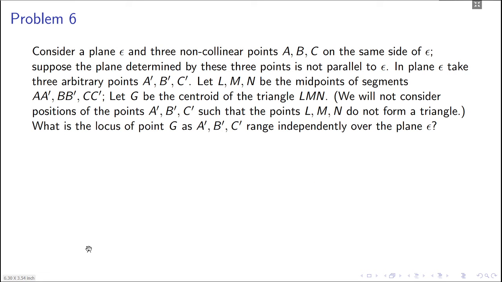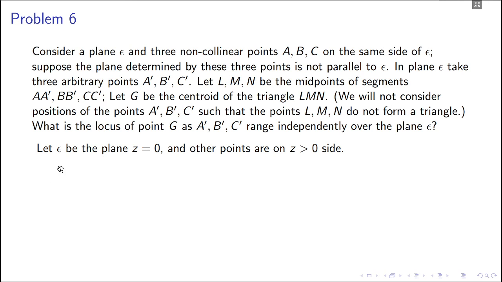Okay, so this is problem 6. It says there is a plane epsilon, and there are 3 non-collinear points on the same side of epsilon. So you take epsilon to be the z equal to 0 plane, and take the other points ABC on the z greater than or equal to 0 side. I'm not trying to draw a diagram here. It's quite simple. If you want, you can just draw the X, Y, Z axes, take the z equal to 0 plane as the XY plane, and take ABC on the positive side.